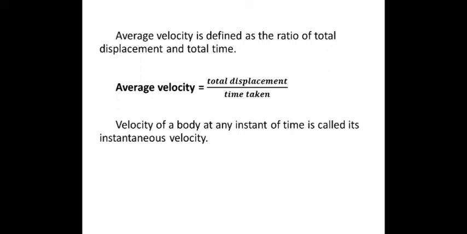Velocity of a body at any instant of time is called its instantaneous velocity. The average velocity we find for some time interval, but in instantaneous velocity we find the velocity at a particular instant of time. At a particular time you find the velocity, and that is called instantaneous velocity.